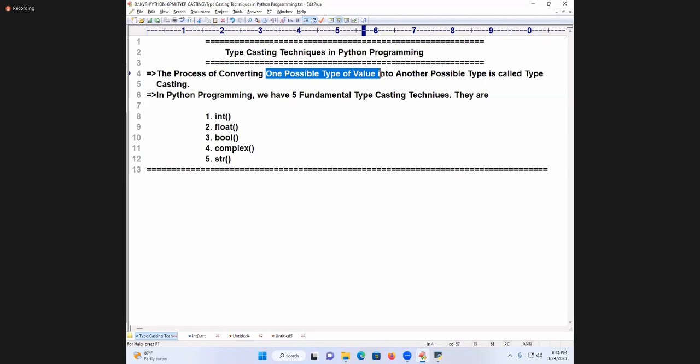Float value to int, possible. Bool to int, possible. Complex to int, not possible. str int to int, possible. str float to int, not possible. str bool to int, not possible. str complex to int, not possible. Pure str to int, not possible. Did you understand the meaning?